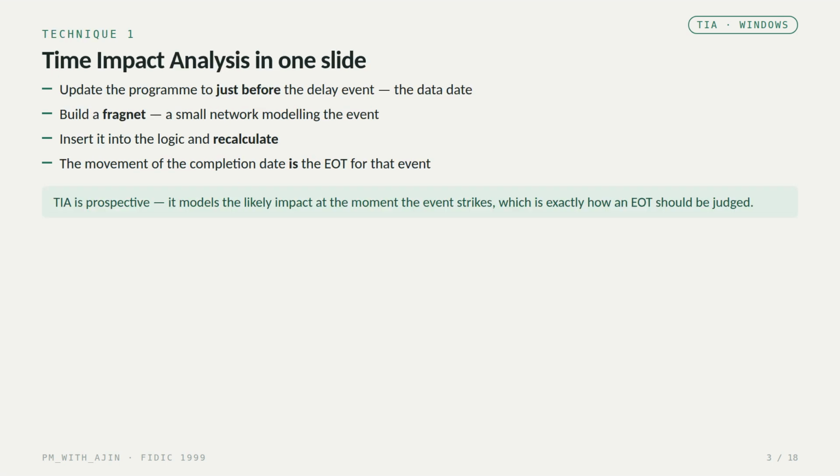So, Technique 1. Time impact analysis. The idea is simple and powerful. You take your program and update it to just before the delay event. That point in time is your data date, so the program reflects actual progress up to the moment the event strikes. Then you build a fragment, a small network of activities that models the event and its consequences. You insert that fragment into the logic, and you recalculate. However far the completion date moves, that movement is the extension of time for that event. Because it models the likely impact at the moment of the event, TIA is prospective, which is exactly how an extension of time is supposed to be judged.